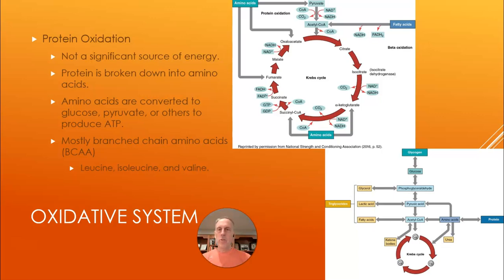Now, protein oxidation is not a significant source of energy. The book lists that protein is broken down into amino acids, which is factually correct, but they list it as not a significant source of energy. Amino acids are converted into glucose, pyruvate, and others to produce ATP. They're mostly branched chain amino acids, and BCAAs had their place. I remember years ago, that was a thing. You would actually drink a little cap full of BCAAs post workout or before workout, just to make sure you had some BCAAs in your system.